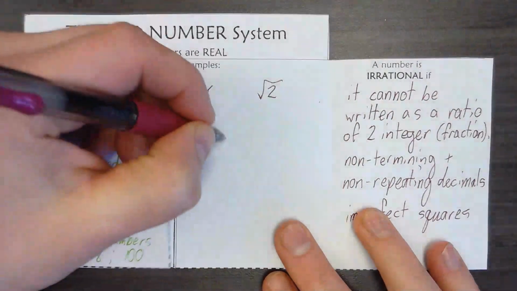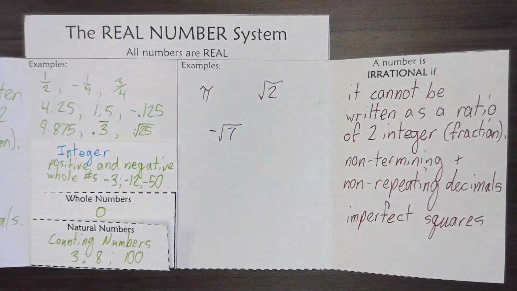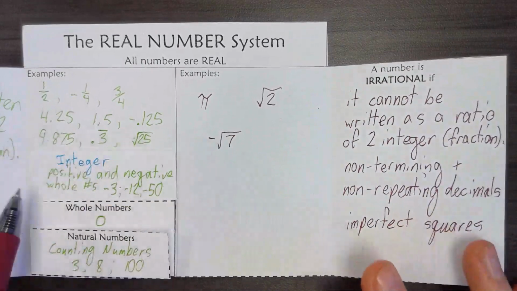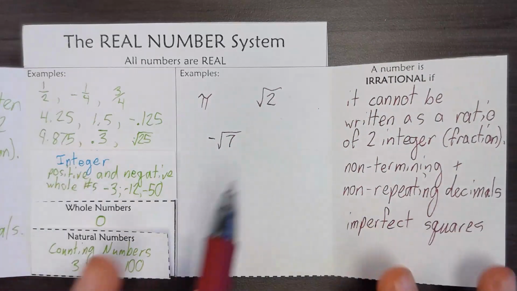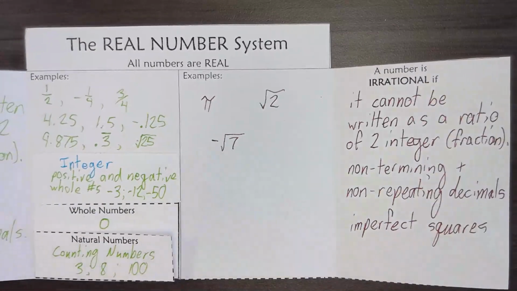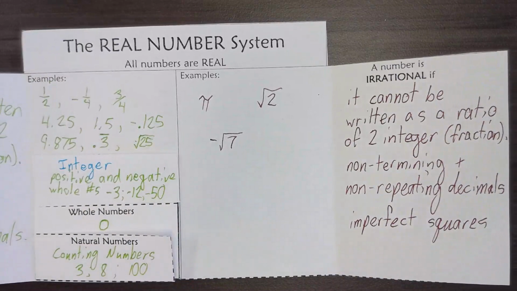Another example on here is negative square root of 7. Again, I don't really care about the negative sign here. Negatives can be rational or irrational. The thing that makes this irrational is the fact that there's no number times itself that equals 7. Don't say 7 times 1 because that's not the same number. It has to be the same number. It has to be 5 times 5, right? So that is an irrational number as well.